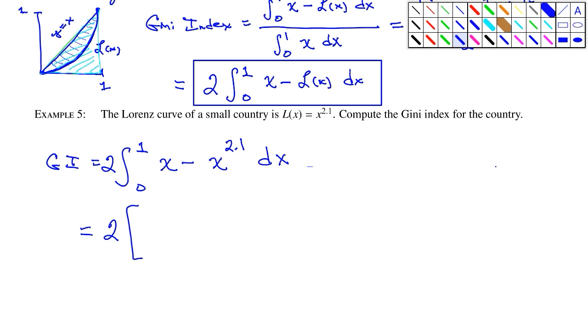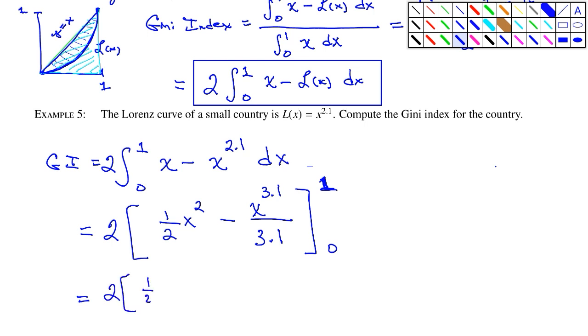This would be 2 times the integral of x, which is 1/2 x squared, minus the integral of x to the 2.1 power, which is x to the 3.1 power divided by 3.1, evaluated from 0 to 1. And so we get 2 times 1/2 times 1 squared minus 1 to the 3.1 divided by 3.1 minus 0, which is equal to 0.355.